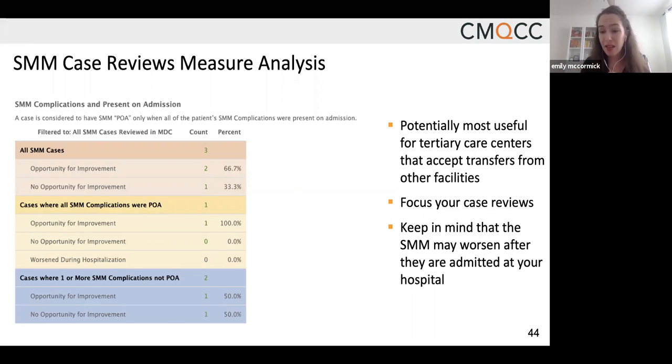Please keep in mind that even though someone may have shown up with an SMM, that morbidity may worsen during their hospitalization. So we don't want you to completely write off those cases where it was present on admission, but this is just a new way to organize your cases. Please note that if you mark a case as present on admission, we are not excluding it from your SMM rate, but instead we will provide this sorting for you to help guide your case review process.